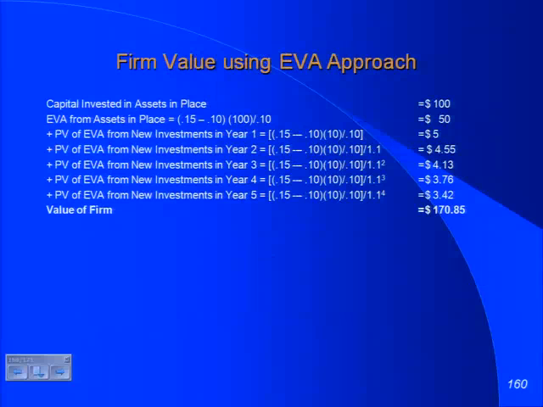Then I take each slice of new investments you're making, and I compute the present value of the EVA from those investments into perpetuity. So you have 5, 4.55. You add them all up. The value of this firm is 170.85 million.